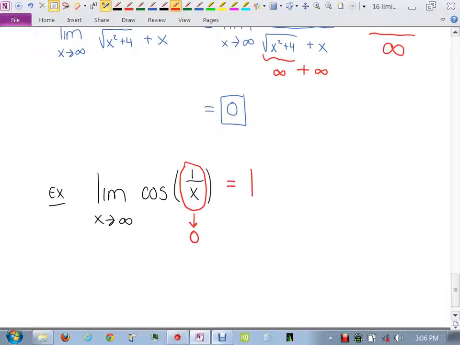There's no problems here, right? There's no issues. We never got infinity over infinity. We never got infinity minus infinity. We never got 0 over 0. We got fixed over infinity, which was 0. Cosine of 0 is defined.